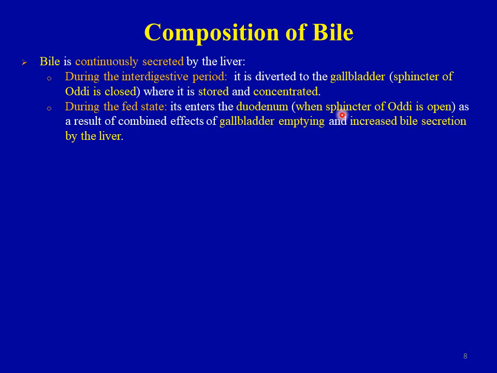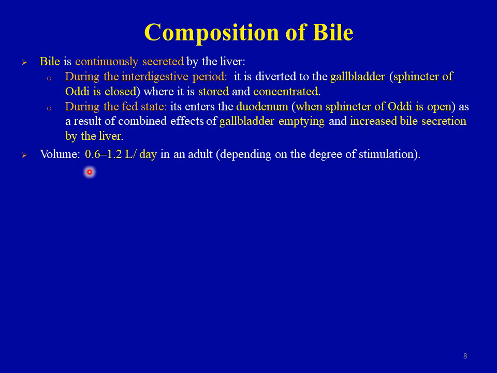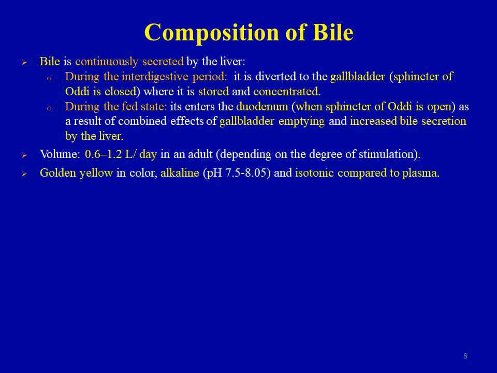So the bile will enter the duodenum as a result of the combined effects of gallbladder contraction or emptying and the increased bile secretion by the liver. The volume of bile that is released daily is between 600 to 1200 milliliters in an adult male, depending on the degree of stimulation. The bile has a golden yellow color. It has an alkaline pH ranging between 7.5 to 8.05, and it is isotonic compared to the plasma.